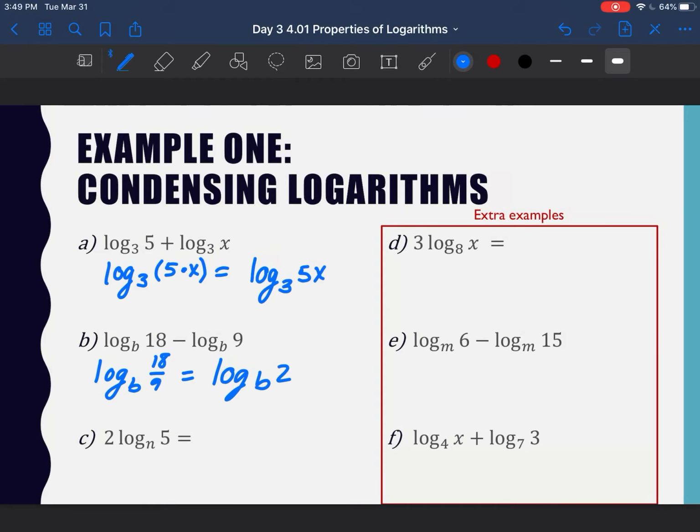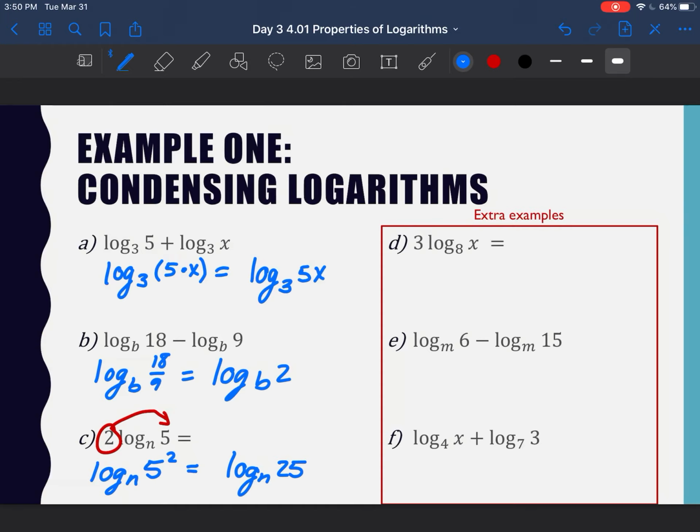And then the last one is an example of the power property. In this case, we have a 2 in front of the logarithm. And what that's going to do is come back and be the exponent for the 5. So then what this is going to look like is log n of 5 squared. And then to simplify it, 5 squared is 25. So final answer, log n of 25.